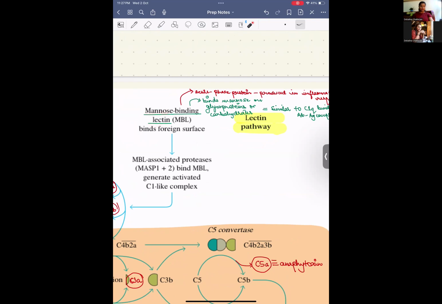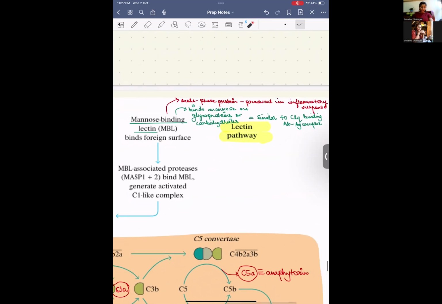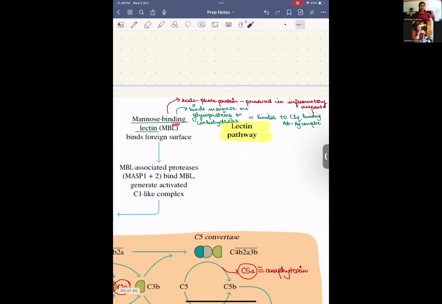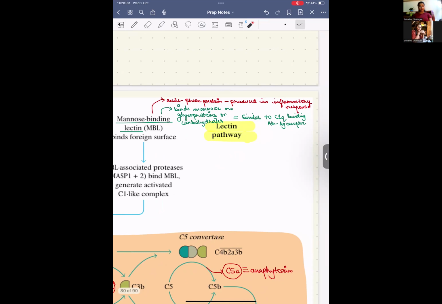So these bind to the foreign surfaces. What happens? The foreign surfaces or the pathogenic molecules have high levels of expression of, say, mannose or some glycoproteins or some carbohydrates on their surfaces. Now, these can be bound by these mannose binding lectins, which are present in the circulation. So, mannose binding lectins are acute phase proteins, which are released during the process of inflammation. So, in the presence of these acute phase proteins, MBL, they bind to the mannose or glycoproteins on the surface of the foreign substances.